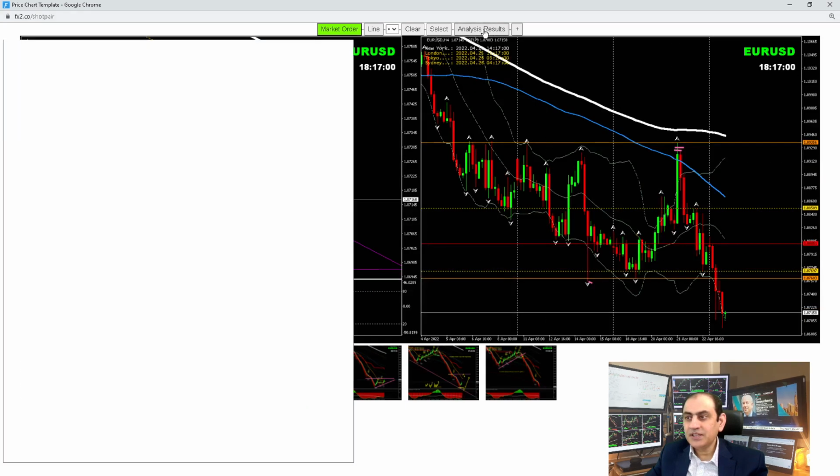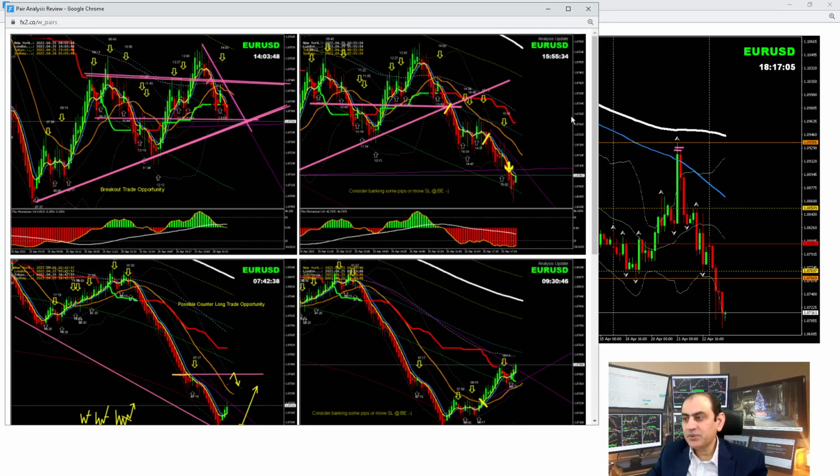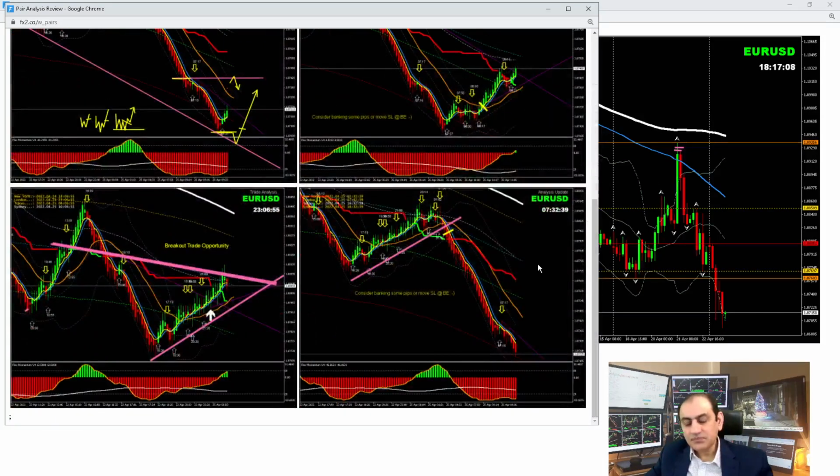Let me share with you the entries and exit. That was a beautiful short trade at the market open. I did the analysis and that's what I explained. That's pretty straightforward. You can see here that was the correction and the price nicely broke. Beautiful. As soon as the price hit the profit target, I explained to my traders to bank some profit.